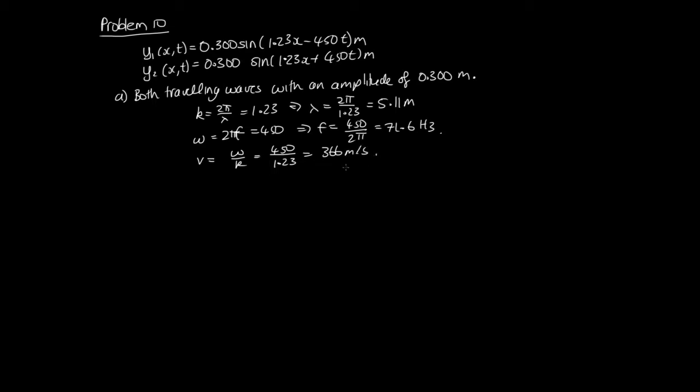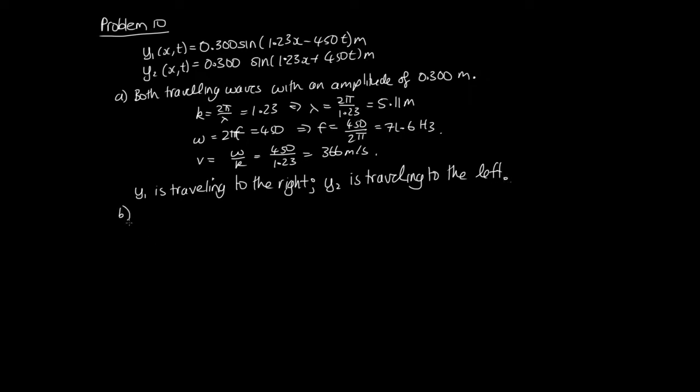meters per second. Now, how these waves are different is because this one's got a negative here and this one's got a positive. This first wave, y1, is moving in the positive direction. The numbers in front of this term and this term have opposite signs, so it's moving to the right. So y1 is traveling to the right, and y2 is traveling to the left.